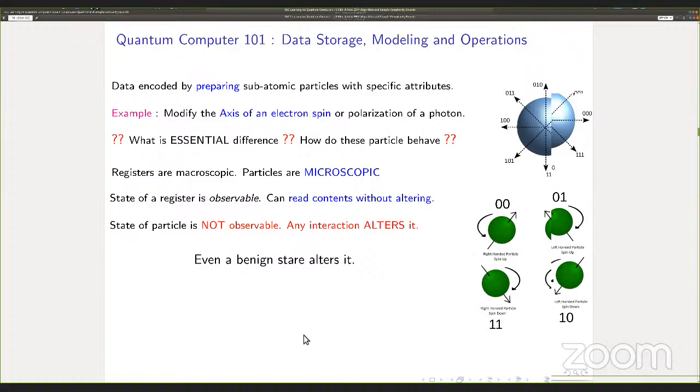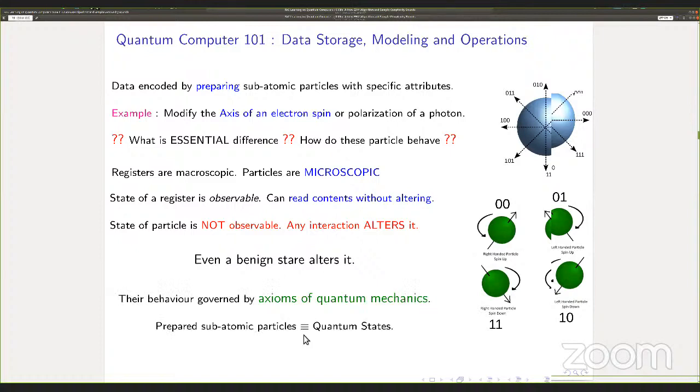So through the rest of the talk, we'll have to understand how a particle behaves. If we have to do any computation, any learning on a quantum computer, you need to understand how a particle behaves. The behavior of particles is governed by the axioms of quantum mechanics. I'll just give you a brief idea of what I will need to be able to explain the problem of learning. And throughout the talk, I will interchangeably use subatomic particle and quantum state. I might refer to a prepared subatomic particle as a quantum state.